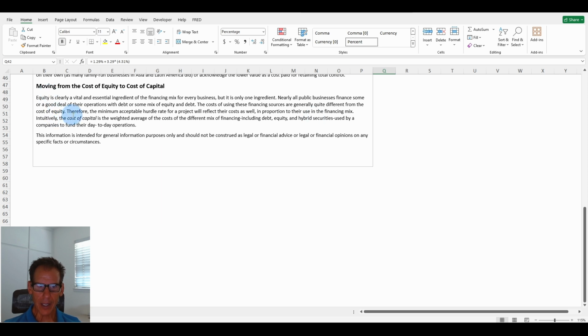Intuitively, the cost of capital is the weighted average of the cost of different mixes of financing, including debt, equity, and hybrid securities used by a company to fund their day-to-day operations.